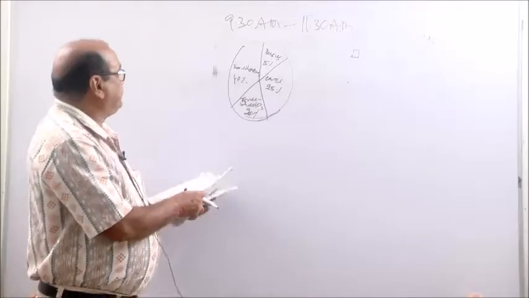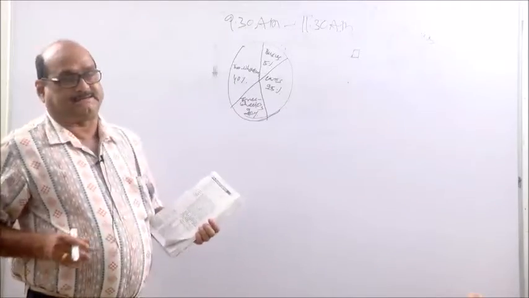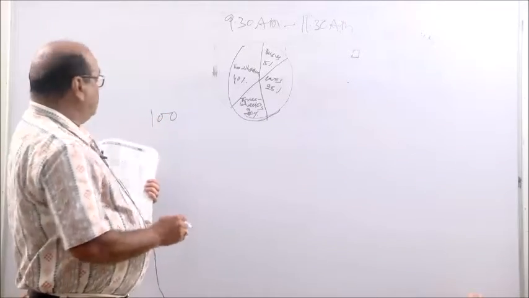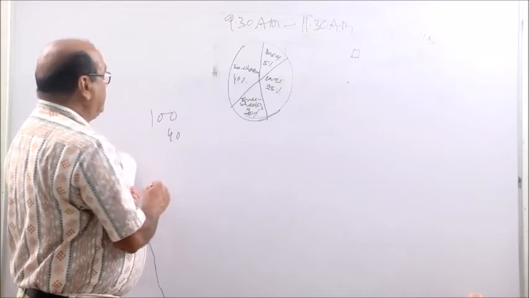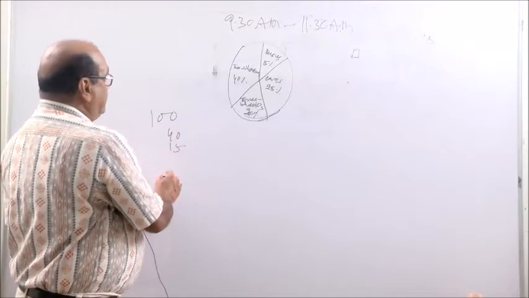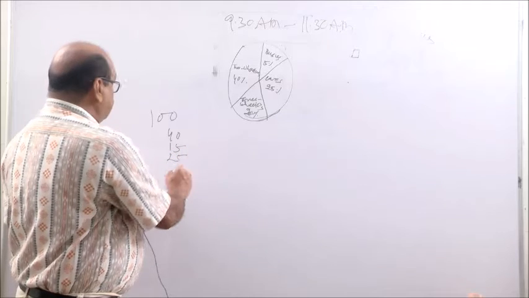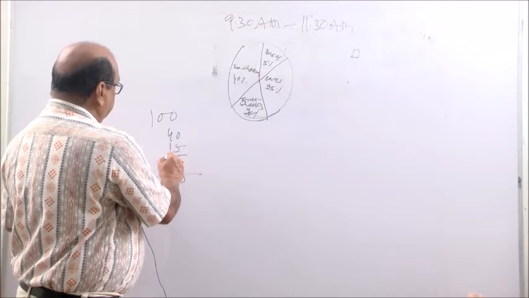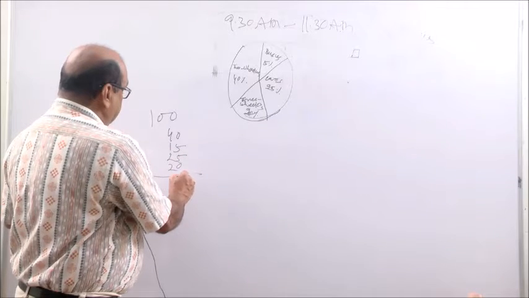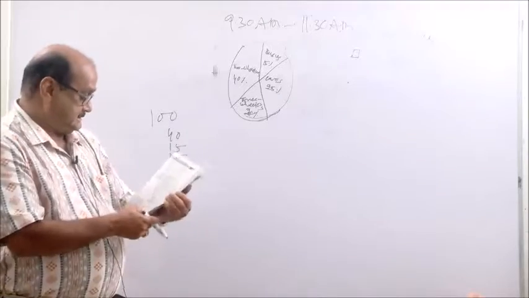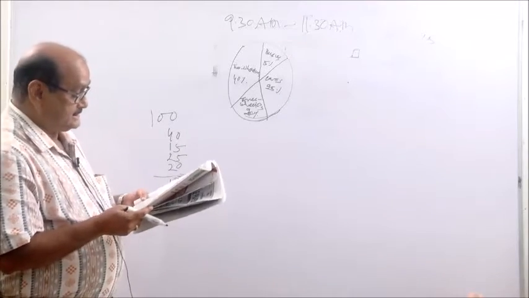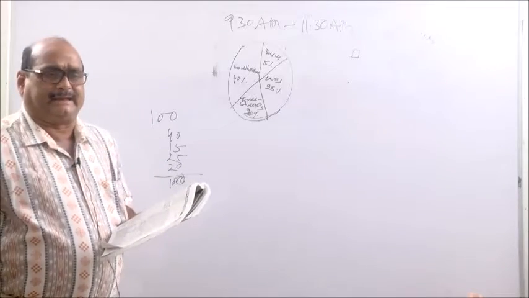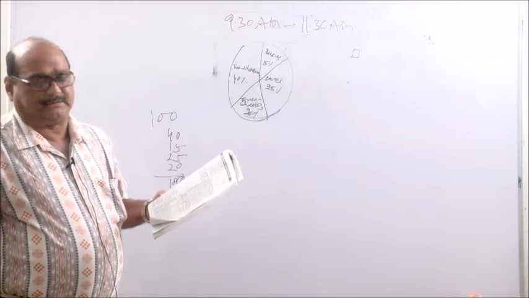If total vehicles are 100: two-wheelers 40, buses 15, cars 25, three-wheelers 20. Total 100 vehicles. How to write in 70 words? Just begin directly, no introduction, no conclusion.